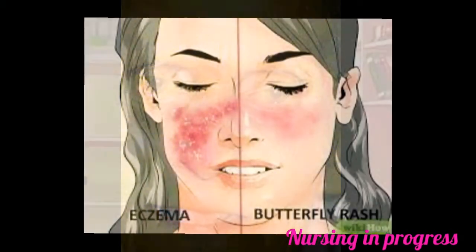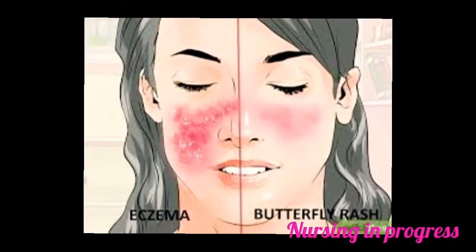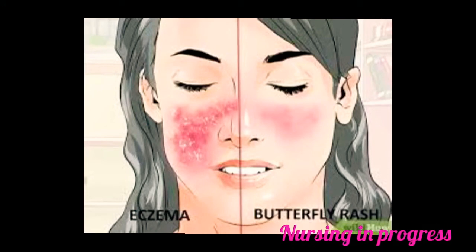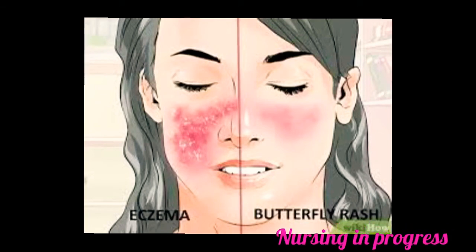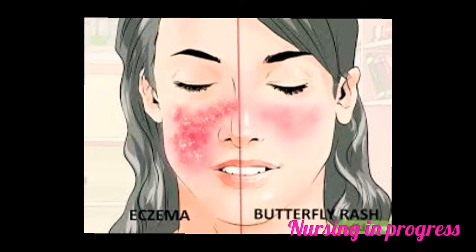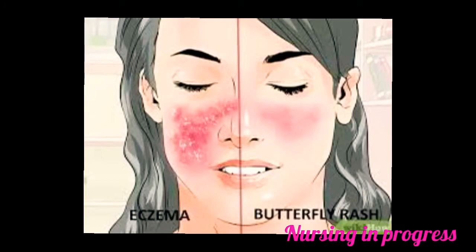We also need to know the butterfly rash of lupus. So if there's a picture in the test of somebody with the butterfly rash, we need to know that it's associated with lupus. Alright, let's keep moving on.